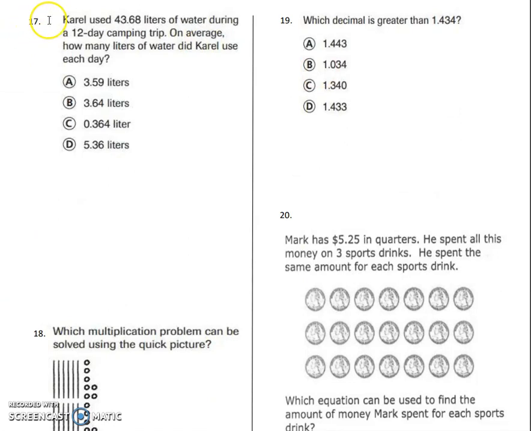Question 17. Carol used 43.68 liters of water during a 12-day camping trip. On average, how many liters of water did Carol use each day? Pause the recording to work the problem.